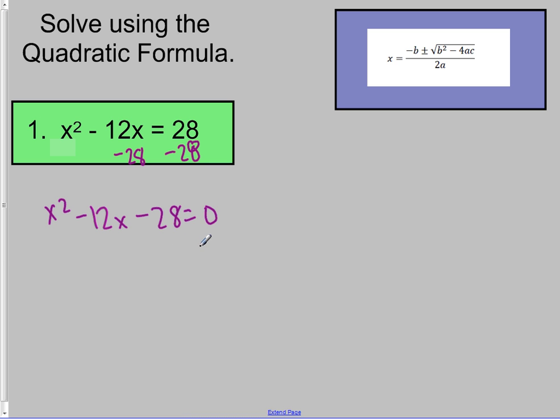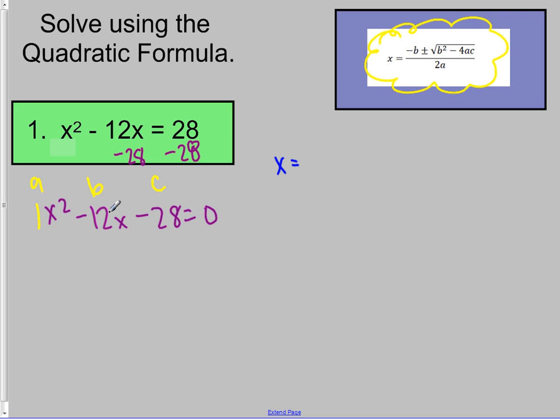Then I want to go ahead and plug this into the quadratic formula. Here's my quadratic formula, and I'm going to plug everything in. I know that a is 1, I know that b is negative 12, and c is negative 28. So let's take a look at what that looks like. You're going to have x is equal to, make yourself a long fraction bar.